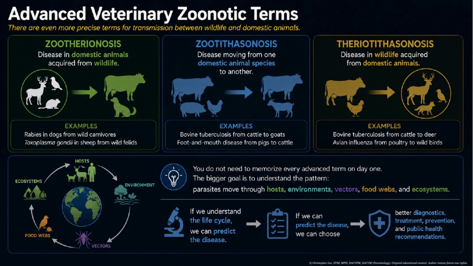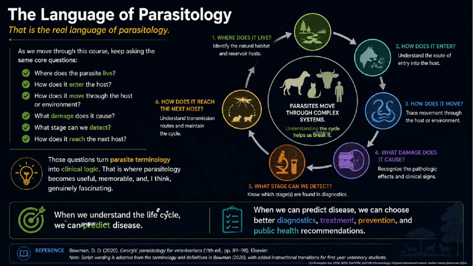Parasites move through hosts, environments, vectors, food webs, and ecosystems. If we understand the life cycle, we predict disease. If we can predict the disease, we can choose better diagnostics, treatment, prevention, and public health recommendations. This is the language of parasitology.